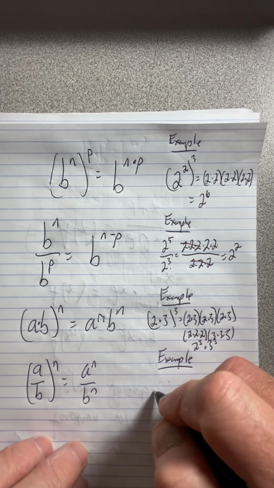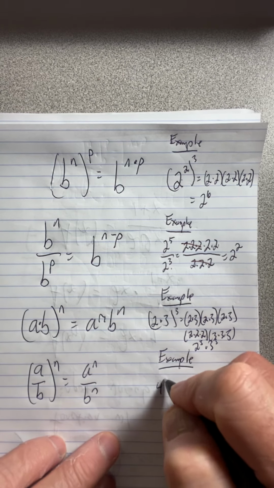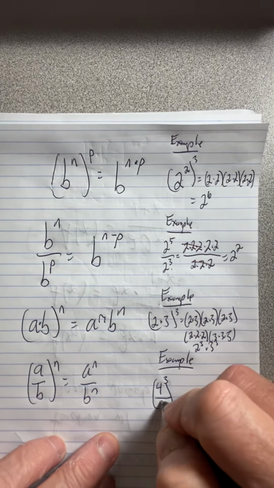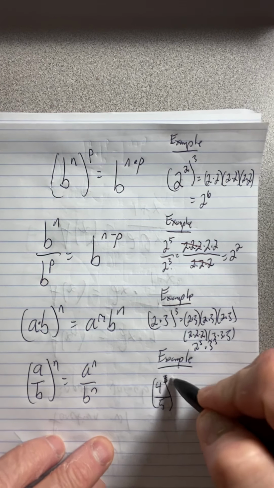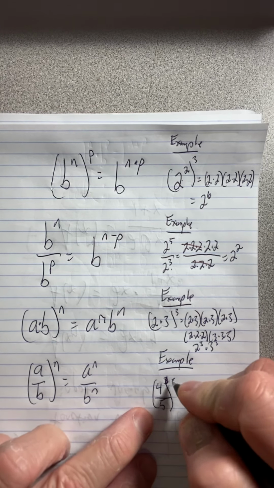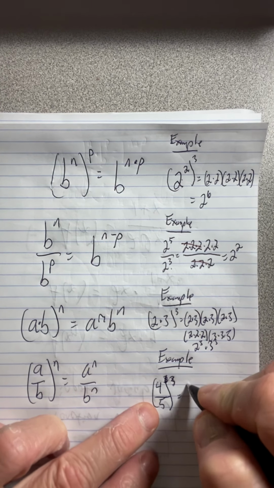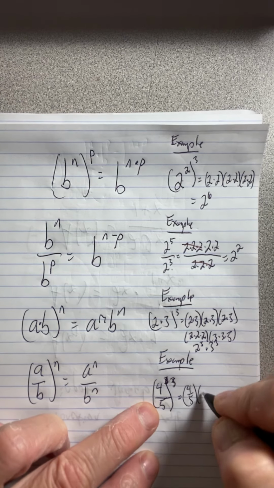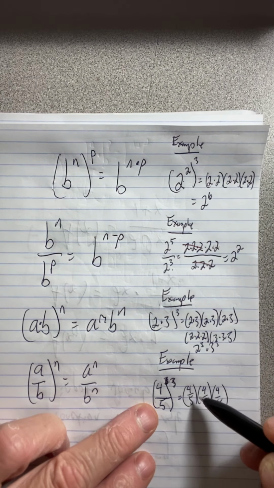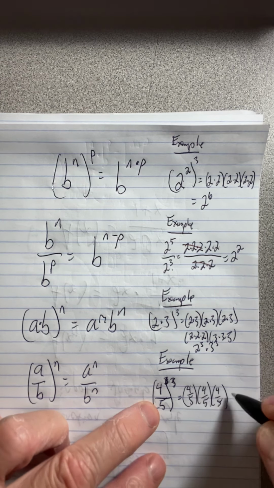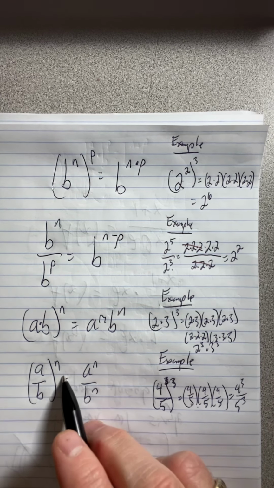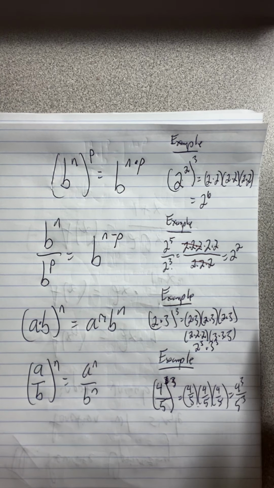Let's try this one. What if I had 4 fifths to the 3? Put the 3 out here. That's the case where I have different bases and an exponent. Well, that means I have 4 fifths times itself 3 times. Well, how do you multiply fractions? You go 4 times 4 times 4, so I have 4 cubed, and 5 times 5 times 5, 5 cubed. So, of course, the N applies to both the numerator and the denominator.